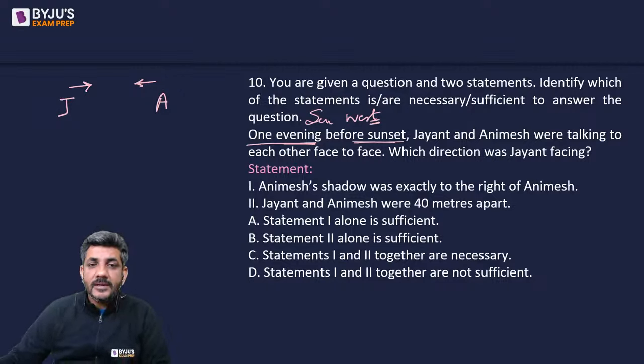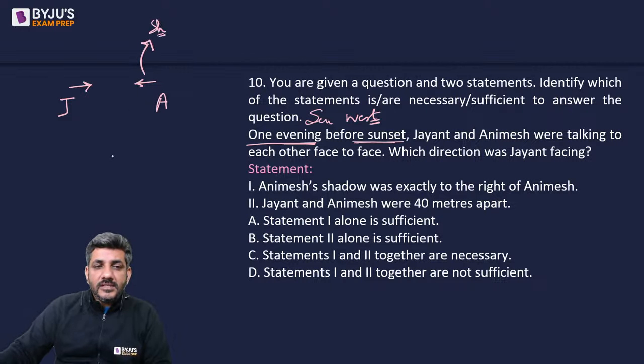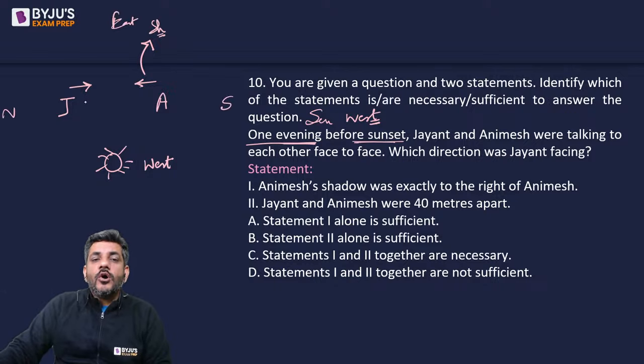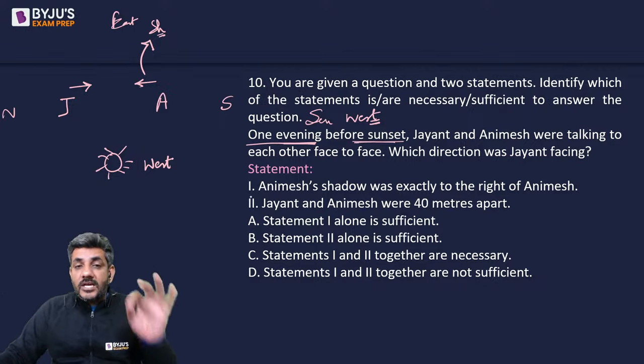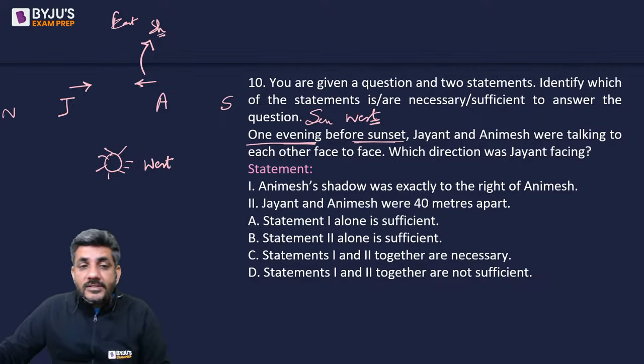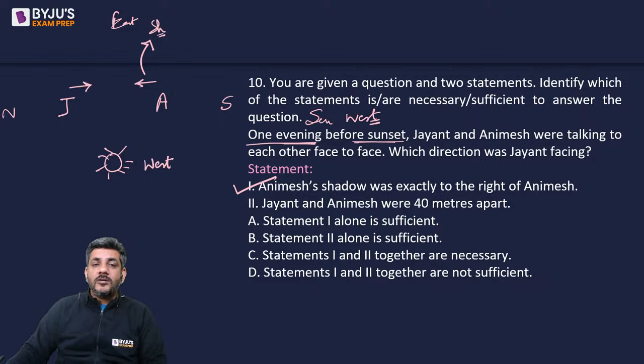What does the first statement say? Animesh's shadow was exactly to the right of Animesh. So Animesh's shadow is going this way. If the shadow of Animesh goes here, that means the sun is here, right? And we know that the sun is in the west, so that means this is west. If this is west, this should be east, this should be north, this should be south. So I can surely say, according to statement 1, that Jayant is facing south. Statement 1 is sufficient to answer the question.